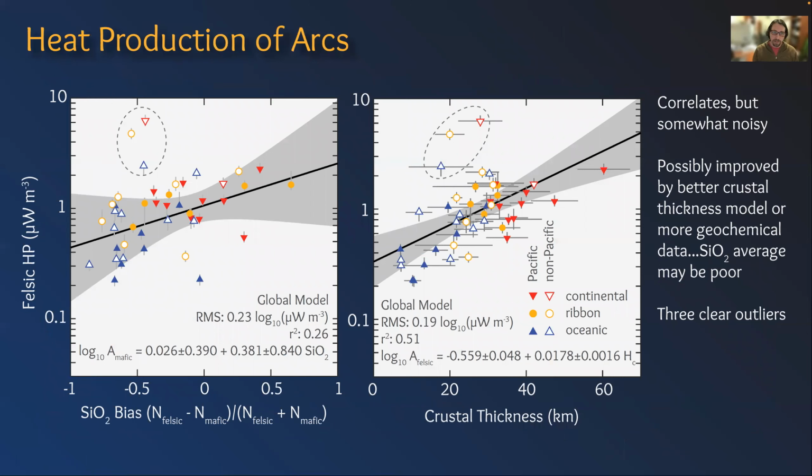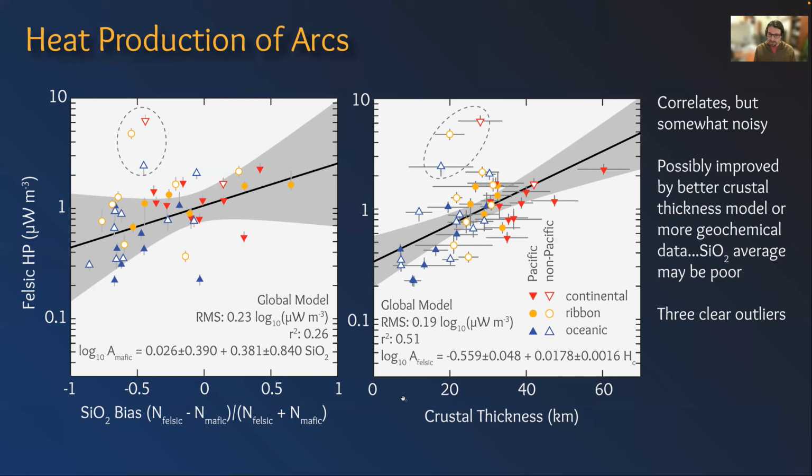We can also look at how heat production varies in arcs. We can look at how felsic versus mafic the arcs are. That's taking the total number of felsic samples minus the number of mafic, divided by the total. This gives us what I call an SiO2 bias. It's not a great measure, but it gives us some indication of how mafic versus felsic a volcanic arc may be. And as we see, the heat production increases as you increase the amount of felsic material in the crust. The more felsic the arc is, the higher the heat production tends to be.